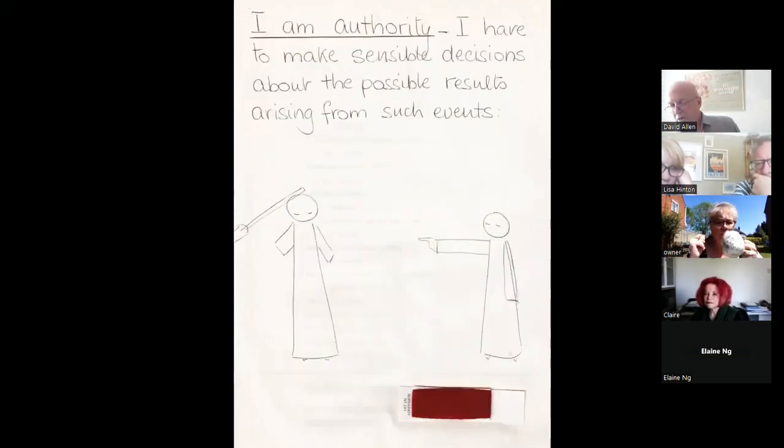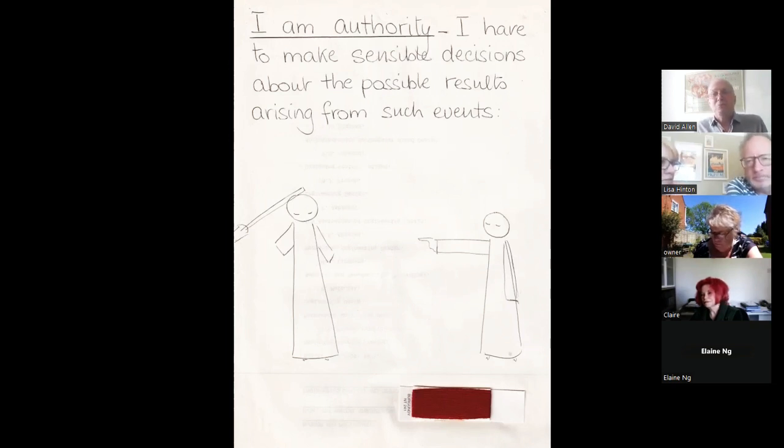So then we have authority. Now, I am the authority. I have to make sensible decisions about possible results arising from such events. So in this case, her thinking was she would put the children in the frame of people running a market in the temple at that time. So there would be a whole business of setting up the market. And the children would really be, that would be what they were doing. They're running their market stores. They're selling their doves or whatever.